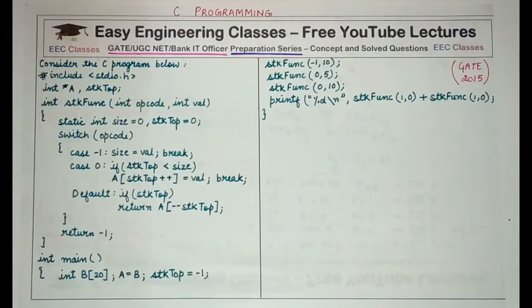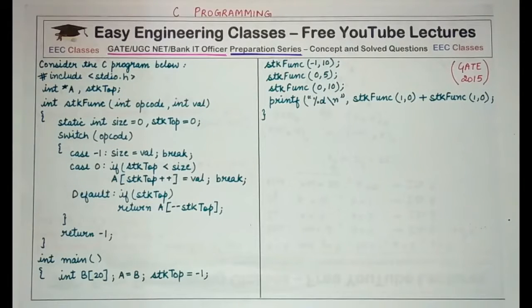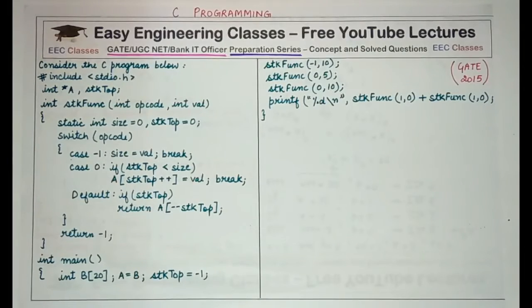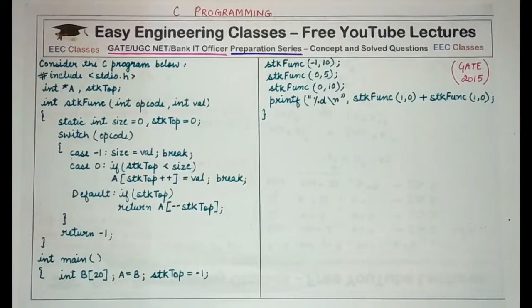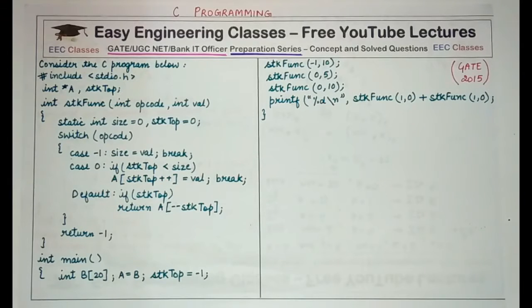It says consider the C program below. #include <stdio.h>, int *a, stack top, stk top. The function stk function, or stack function, is defined. It has two parameters, int opcode and int val. Static int size equal to 0, stack top equal to 0.